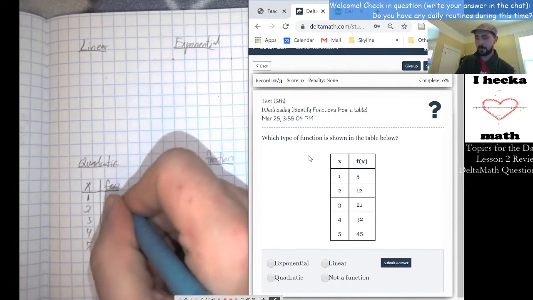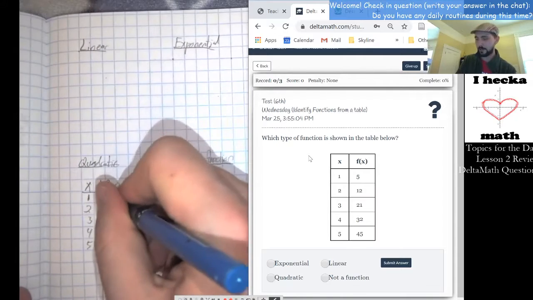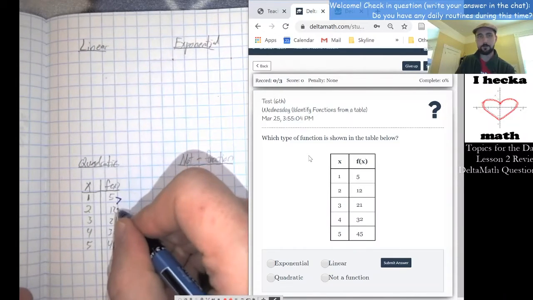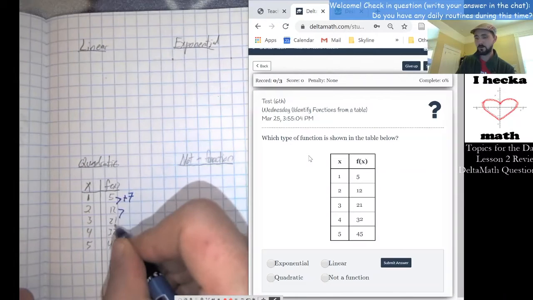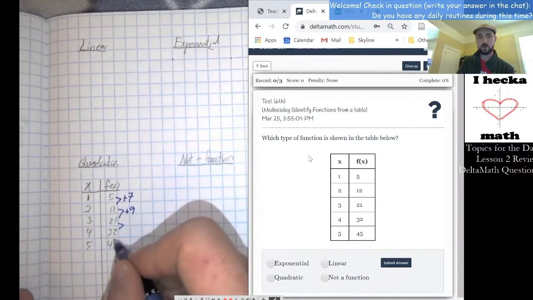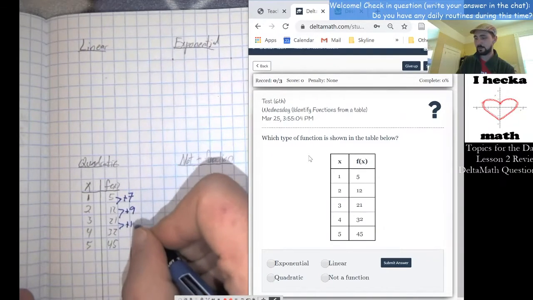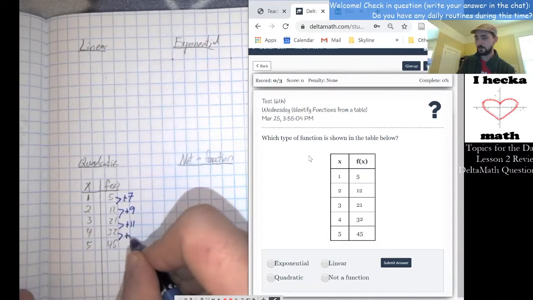Okay, so if we want to figure out what something is, the first thing we should do is see if we can find a pattern between the terms, or between the y values. So here, to get from 5 to 12, we know that's plus 7. 12 to 21 is plus 9. 21 to 32 is plus 11. And 32 to 45 is plus 13.